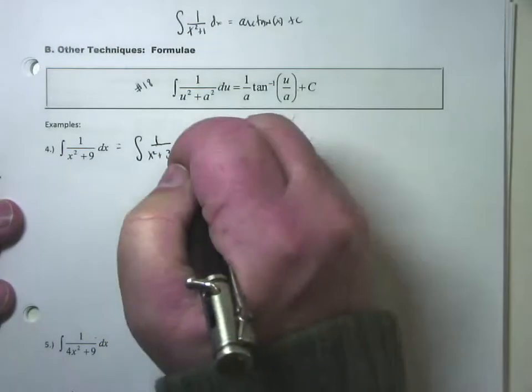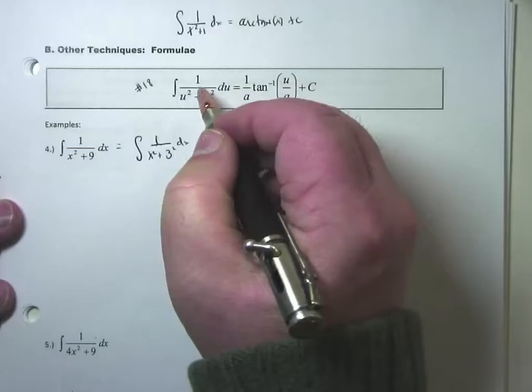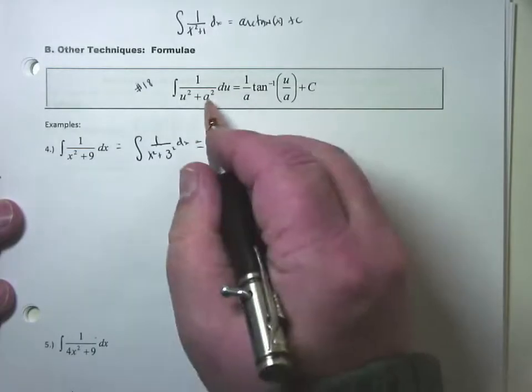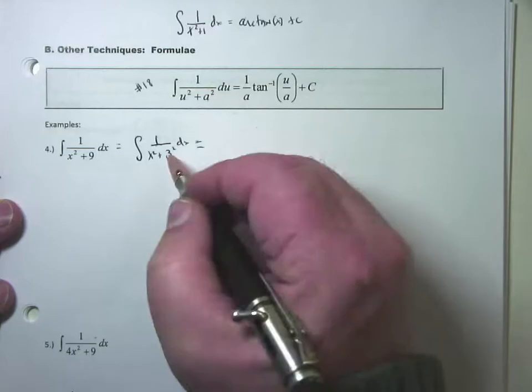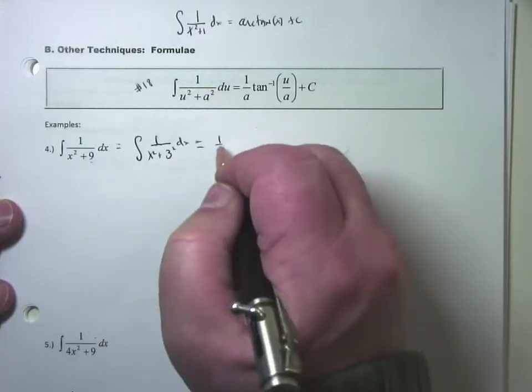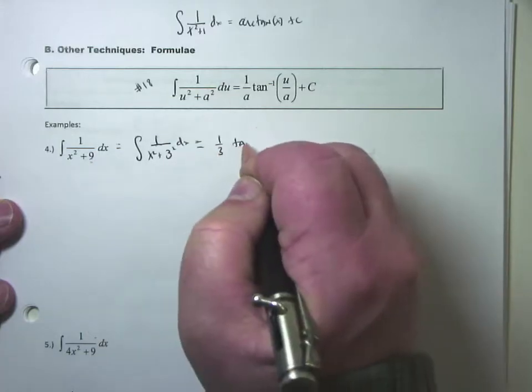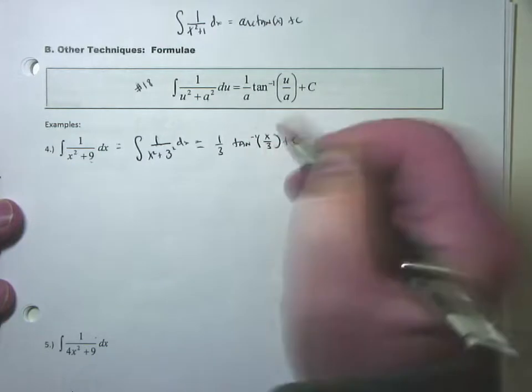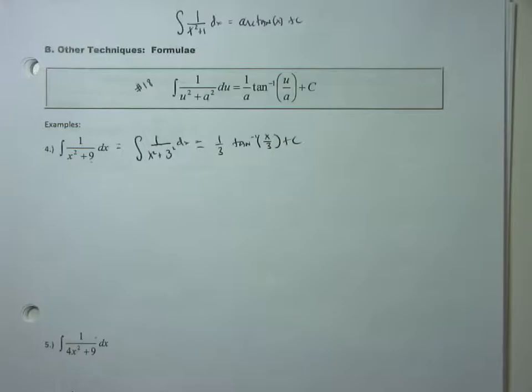If I use this rule, you can see the answer is going to be, well, a squared is 9, so a is 3, so this will be 1/3 tangent inverse of u, which is x, over a, which is 3, plus c. And you're right, you can look at it and tell what the answer is. But if you wanted to show your work properly, we wrote this formula in the guise of u substitution.